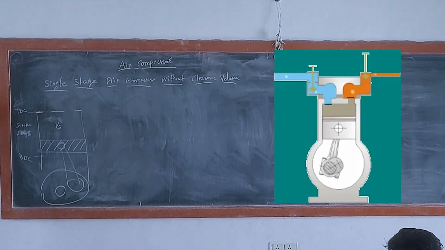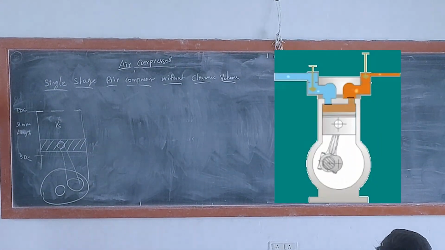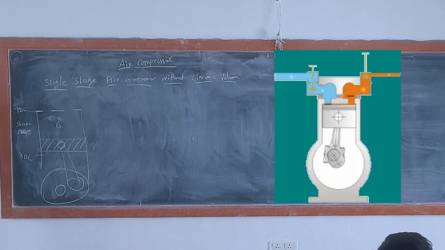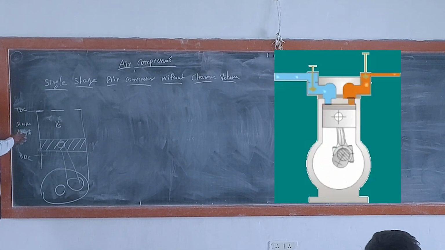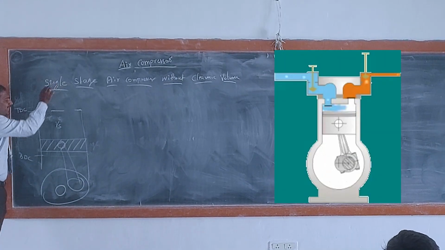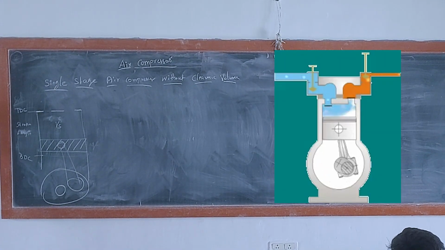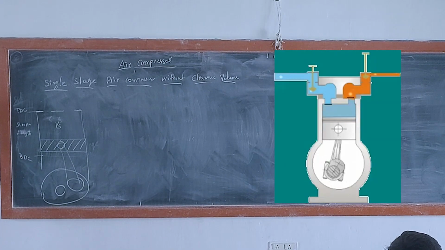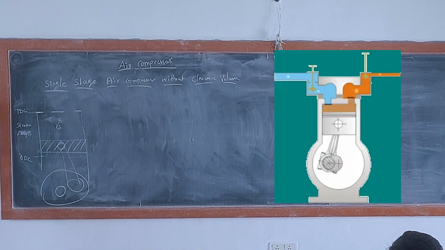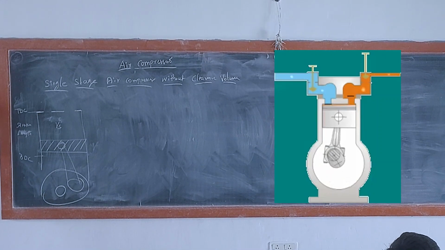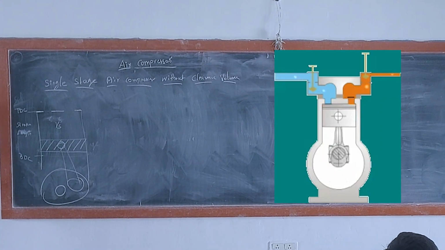The volume between TDC to BDC is called stroke volume, swept volume, displacement volume. All are same. This is stroke length. So here we don't have clearance volume. Correct? Single stage. Why is it a single stage? We have only one cylinder. Got it?